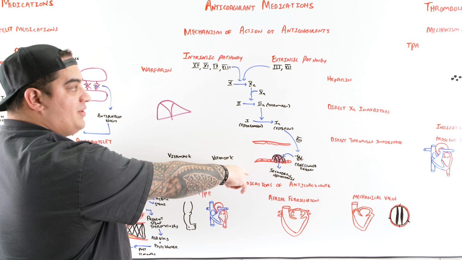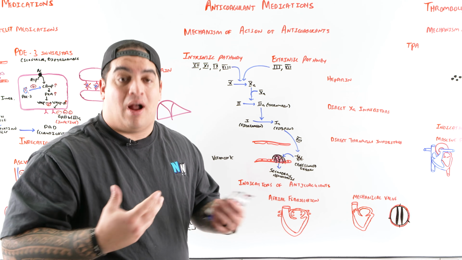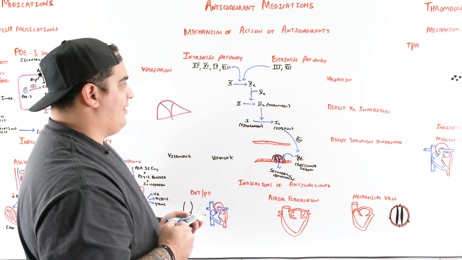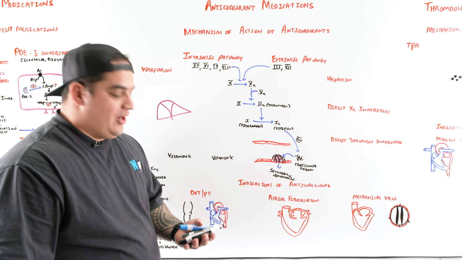And that's how you're going to get thrombosis, right? We want to prevent that plug, that thrombus, from getting bigger. So how do we do that? All right, watch this. Heparin is a very commonly utilized drug. We use it a lot.